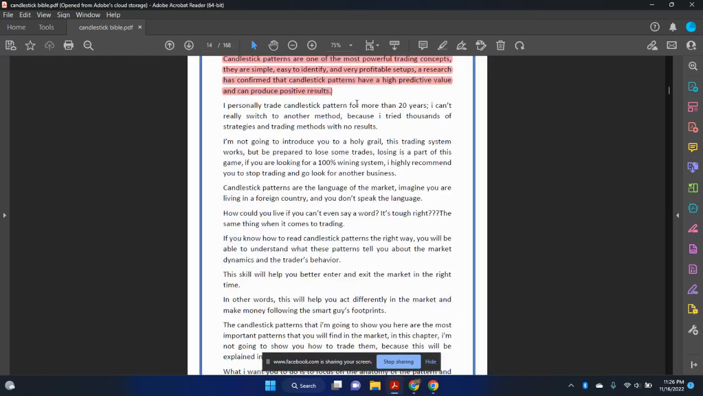I personally have traded candlestick patterns for more than 20 years. I can't really switch to another method because I tried thousands of strategies and trading methods with no results. I'm not going to introduce you to a holy grail. This trading system works, but be prepared to lose some trades. Losing is part of this game.